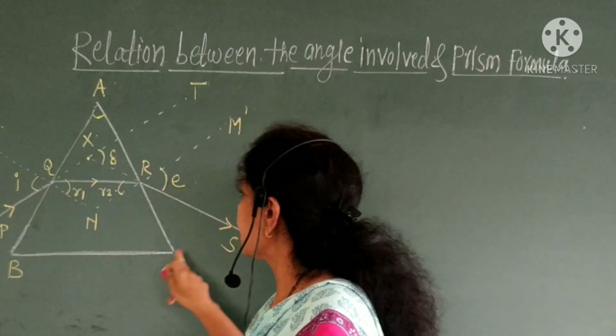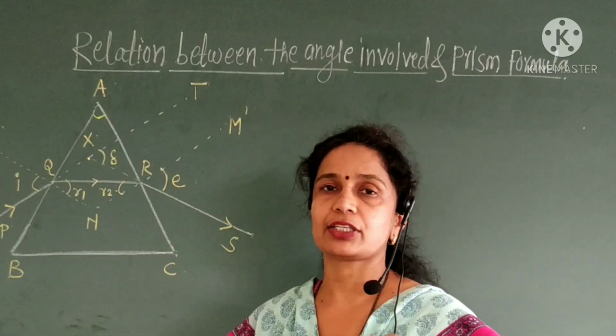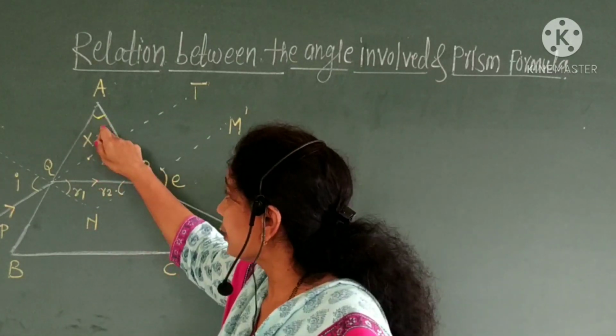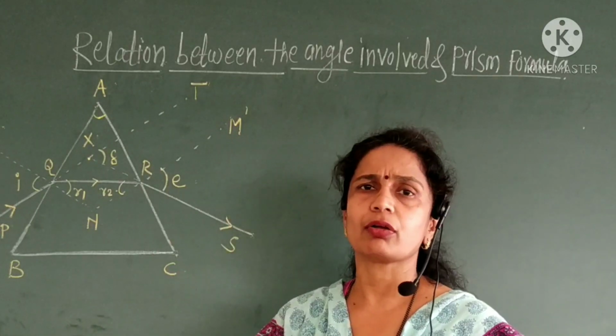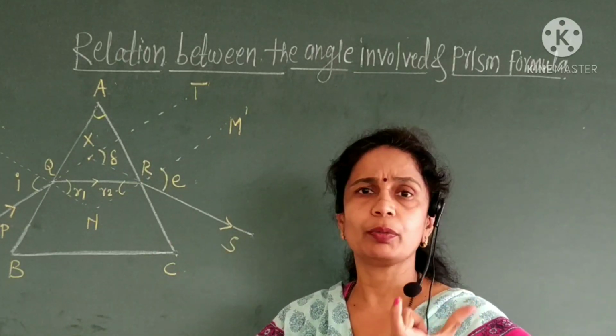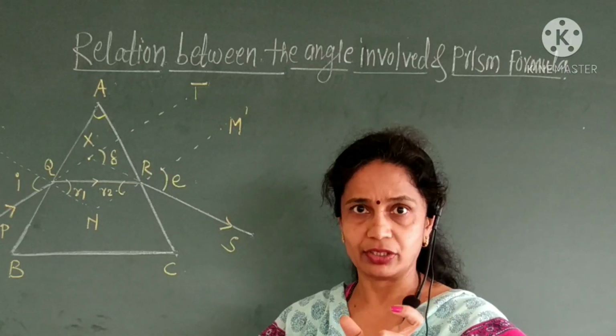Therefore, ABC is the principal section of the prism. A is the refracting angle of the prism. This is a two-dimensional diagram. Of course, if you have seen a prism, it is the three-dimensional actual object.